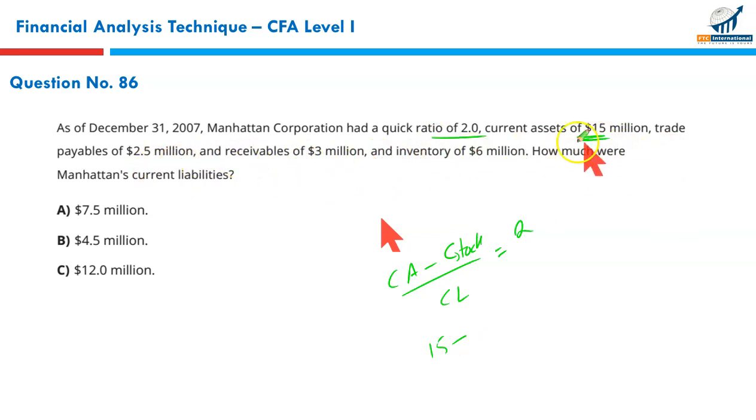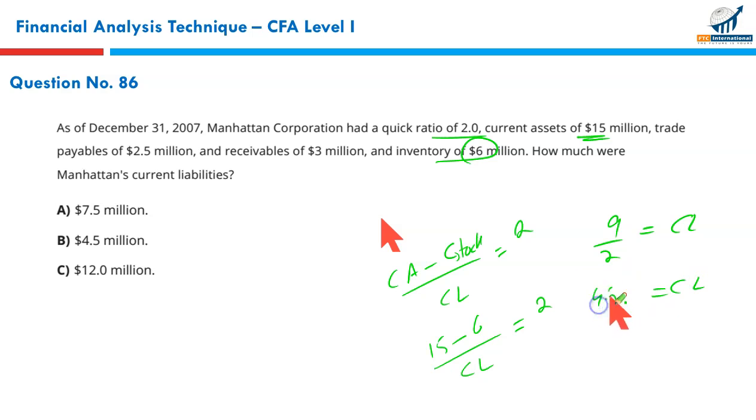Do we have stock? No. Current assets, trade payables, receivables, no. Inventory is given, yes, given 6. 15 minus 6 is given. Current liabilities is equal to 2. Make CL the subject of the equation. 15 minus 6, 9 upon 2. So current liabilities will be simply 4.5.